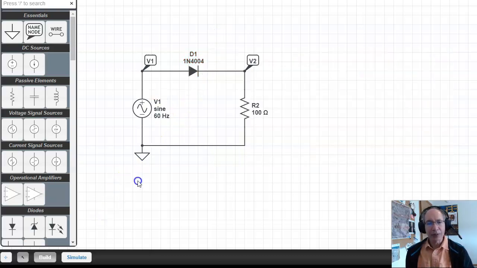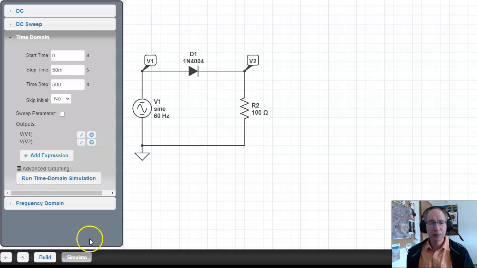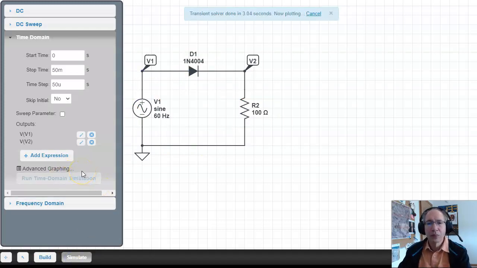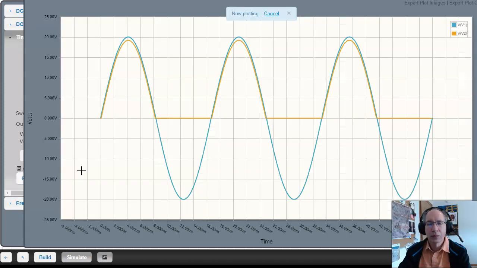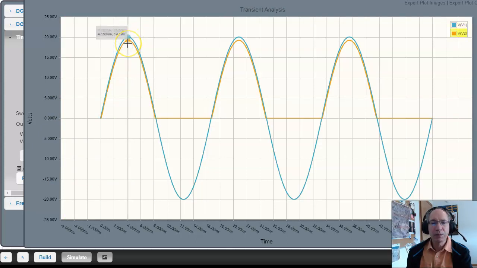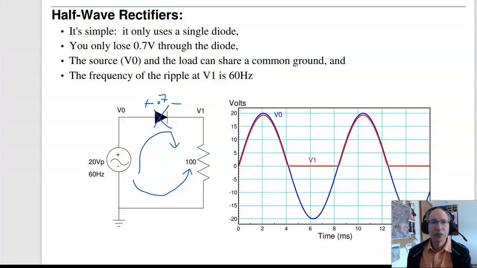Now what happens is when the voltage is positive, the diode turns on, and V2 equals V1 minus 0.7-ish. When the voltage goes negative, the diode turns off, and V2 is 0. So now when I simulate it, that's what I get. When the voltage is positive, V2 follows V1 down by 0.7. When it goes negative, the diode turns off. So that's kind of the heart of a half-wave rectifier, just a diode.